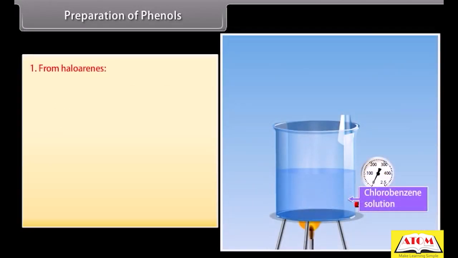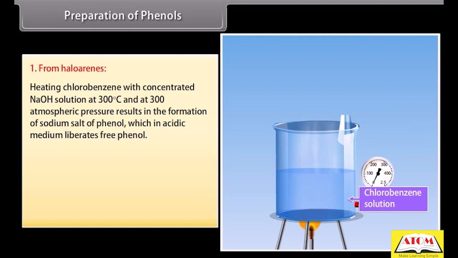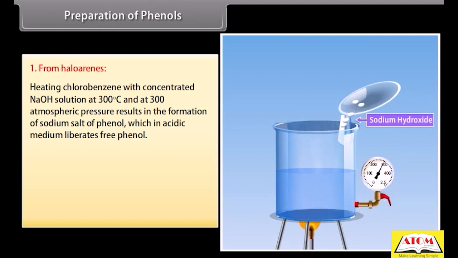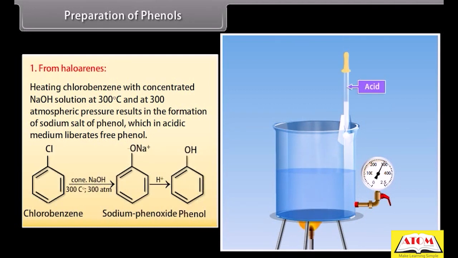Preparation of phenols from haloarenes. Heating chlorobenzene with concentrated sodium hydroxide solution at 300 degrees Celsius and 300 atmospheric pressure results in the formation of sodium phenoxide, the sodium salt of phenol, which in acidic medium liberates free phenol.